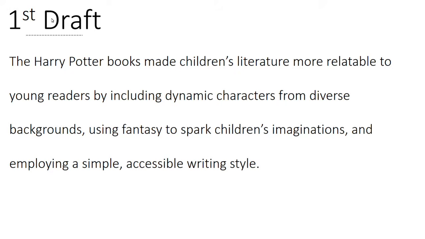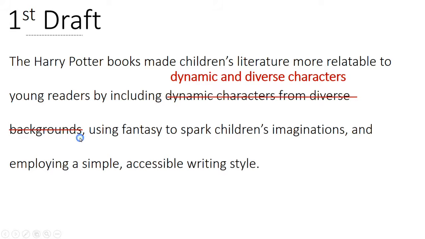Some might leave it like this, but I personally think that it's a bit wordy and longer than it needs to be. Also, it's overly specific. So for step 6, let's make some revisions. In the part that says dynamic characters from diverse backgrounds, I think we can cut that down by simply saying dynamic and diverse characters. And I think that we can leave out the part that says spark children's imaginations because that's kind of applicable to all 3 points. So instead, let's just say elements of fantasy.